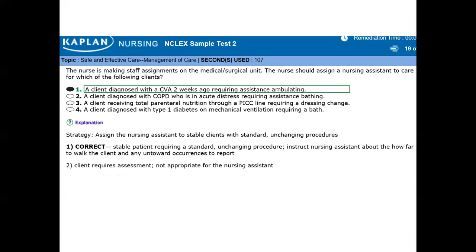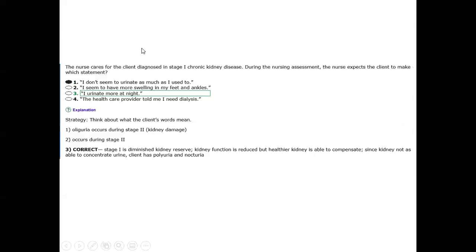Next question here. The nurse cares for a client diagnosed with stage 1 chronic kidney disease. During the nursing assessment, the nurse expects the client to make which statement? So chronic kidney disease, stage 1. There are 4 options.